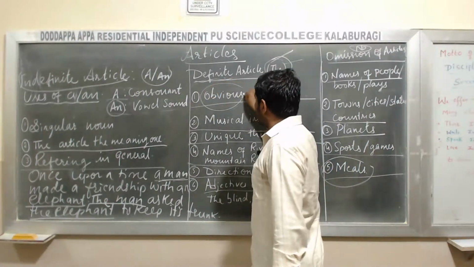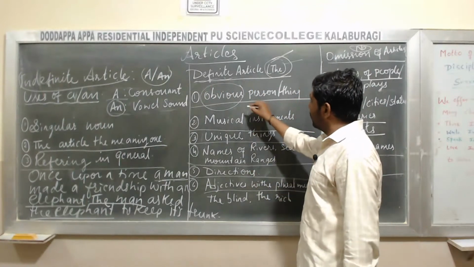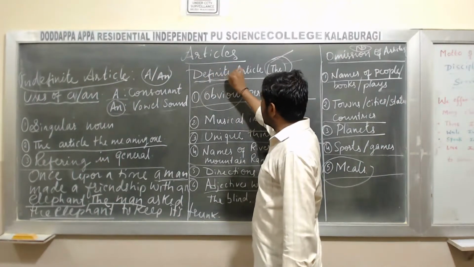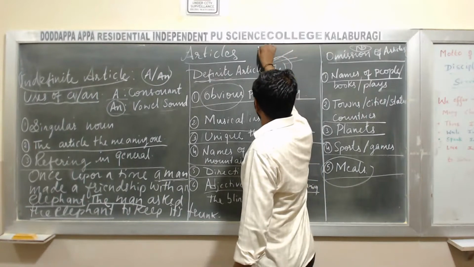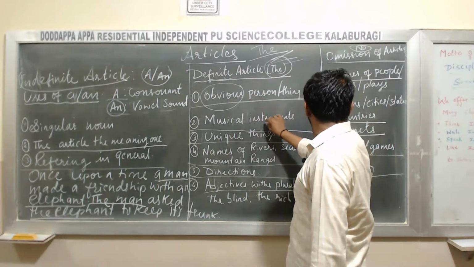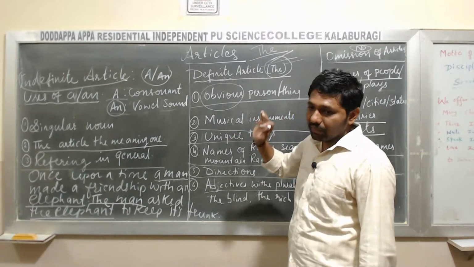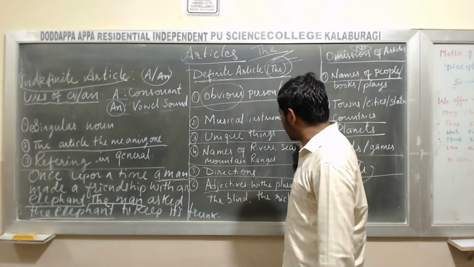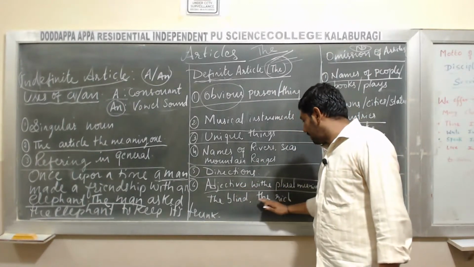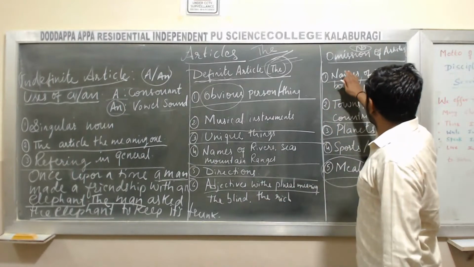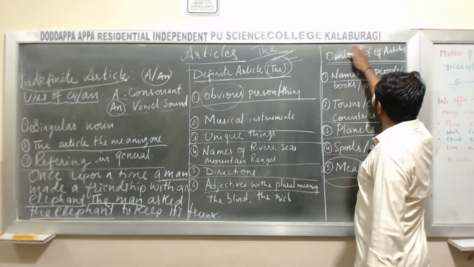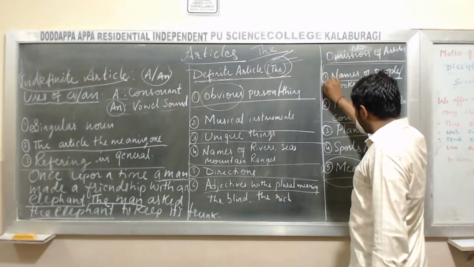The is used with a person or a thing that is obvious. Obvious means particularized, particularly definite. By definition itself, definite means particular. With that noun, we use the. The is always used with a definite noun, right? Next, it is used with musical instruments. It is used with things that are unique by nature. It is also used with the names of rivers, mountain ranges, and directions, and adjectives with a plural meaning like the blind, the rich, the poor. And here that's one part of articles. Then no article should be used in the following cases.